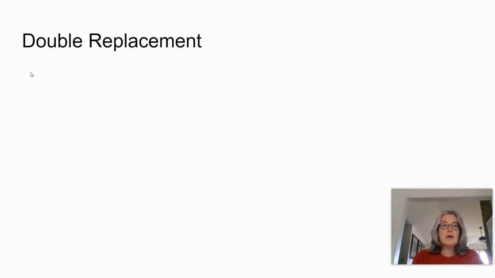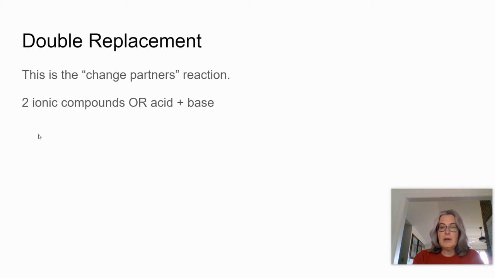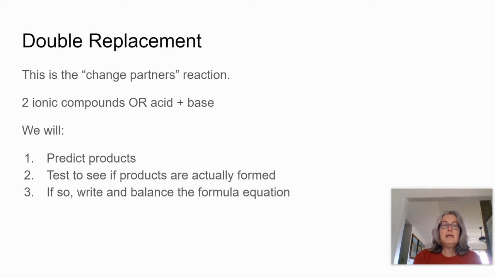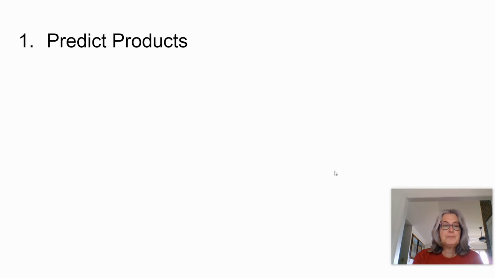All right, so double replacement reactions. This is what we're going to focus on and what your worksheet is on today. So double replacement is the change partners reaction. It's always two ionic compounds reacting with one another, or an acid and a base, as I showed earlier. So we are going to predict the products. Then we are going to apply criteria to see if the products are actually formed, i.e., does the reaction take place? Does it go or not? And then if we decide that it does go, write and balance the formula equation.